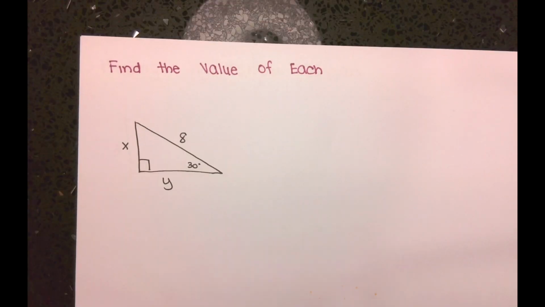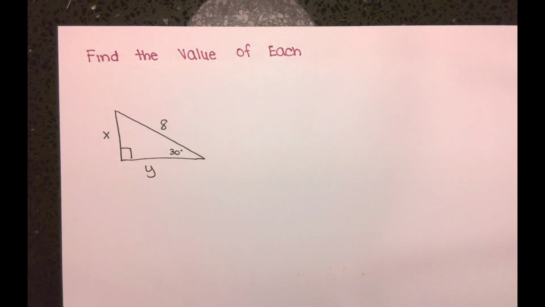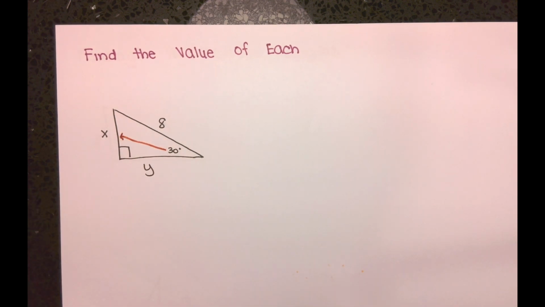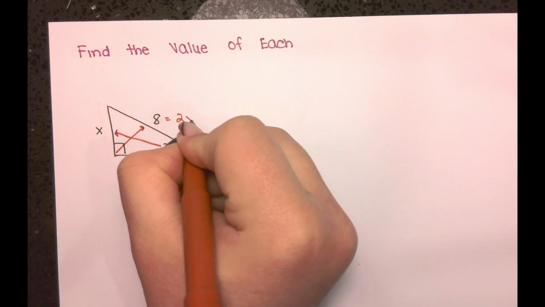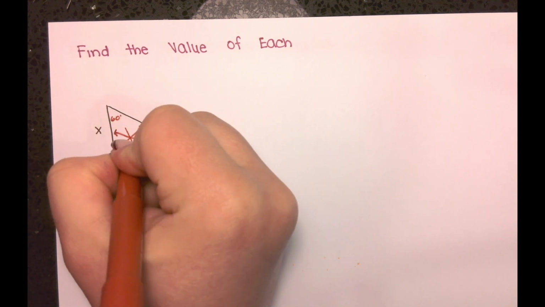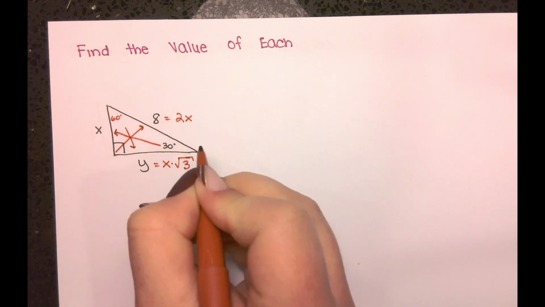Right, moving forward, let's go ahead and keep solving. Hopefully this is starting to feel a little repetitive for you. That's the goal. We do a lot of examples so we have all of our patterns memorized. So across the street, we have x. Across the street, we have 2x. And across the street from 60 degrees is x times square root of 3.